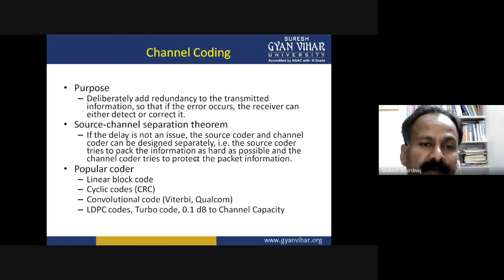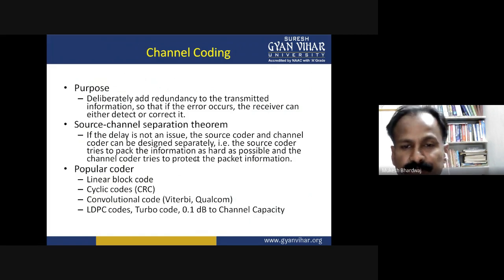Channel coding deliberately adds redundancy to the transmitted information so that if an error occurs, the receiver can either detect or correct it. Source channel separation theorem: if delay is not an issue, the source coder and channel coder can be designed separately. That is, the source coder tries to pack the information as tightly as possible, and the channel coder tries to protect the packed information. Popular codes: linear block codes, cyclic codes, convolution codes, LDPC codes, turbo codes, within 0.1 decibel of channel capacity.